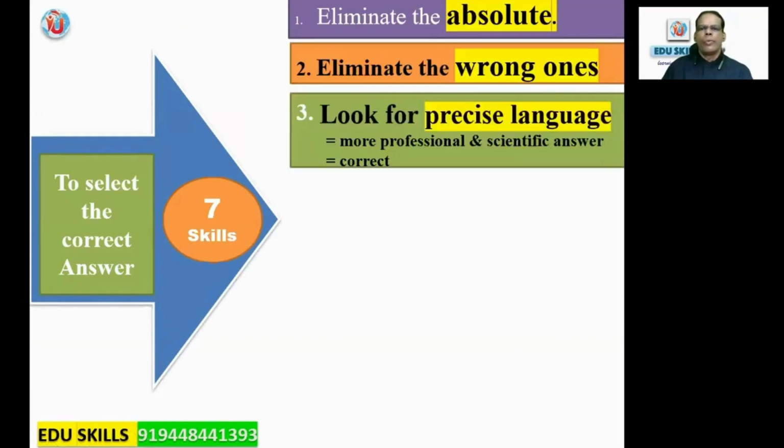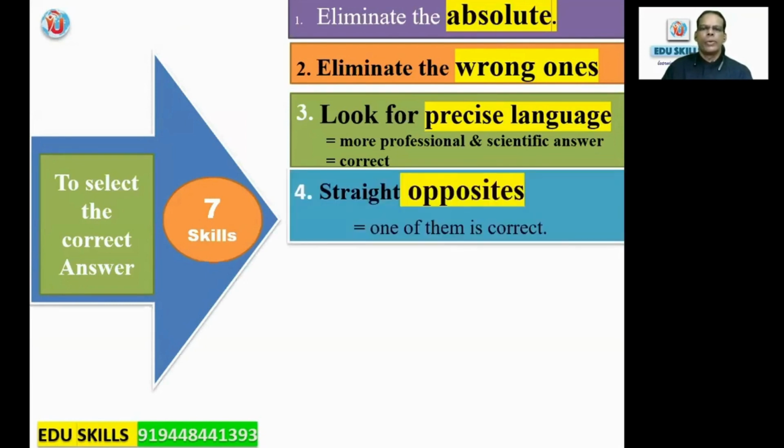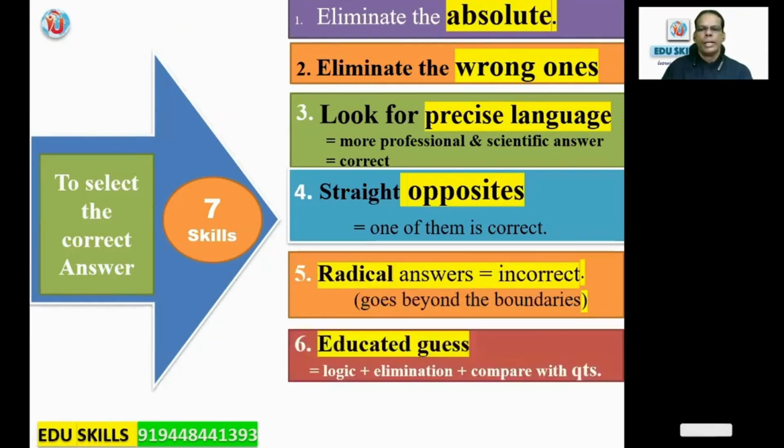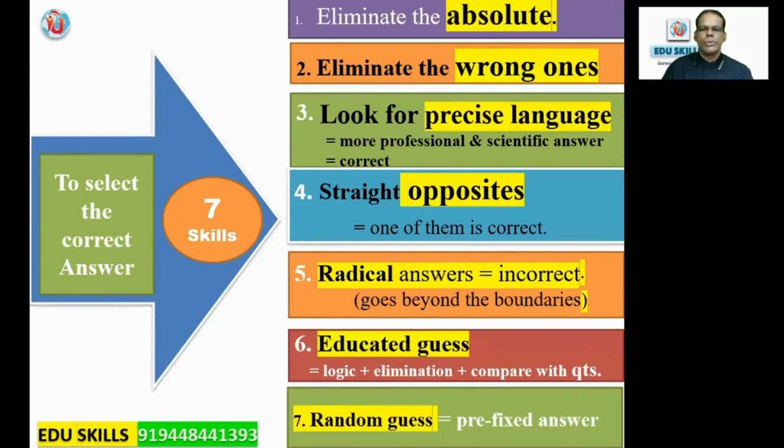2 is eliminate the wrong ones. 3 is look for precise language, which means more professional and scientific answer, which is the correct one. 4th one is straight opposites. If you have straight opposites, one of them is the correct answer, so that the other 1 or 2 will be eliminated automatically. Radical answers you should normally treat as incorrect, they go beyond the boundaries. And educated guess means it's not just mere guesswork, it is finding out the logic, then elimination, then comparing with the questions. And the last one, the 7th one, is random guess, which means prefixed answer.